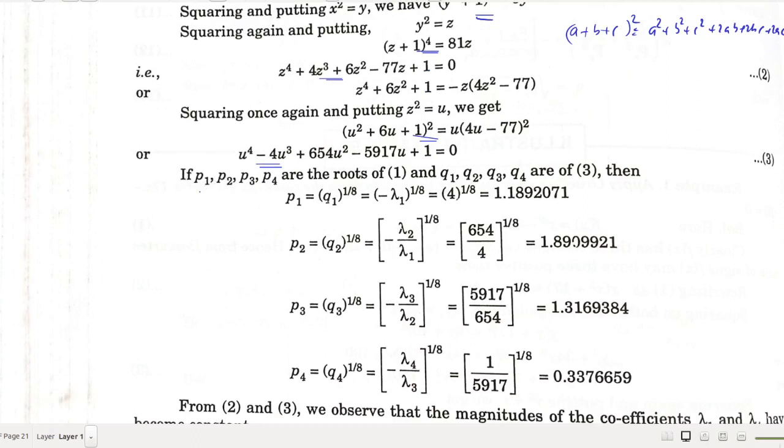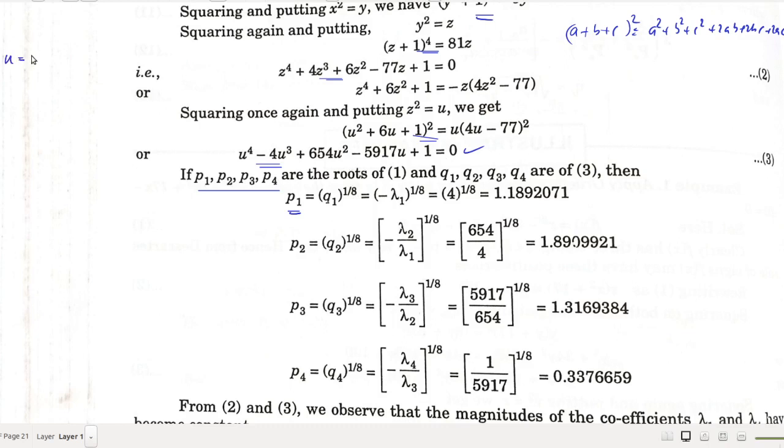Then we can list the solution of roots of this equation, the final equation p1, p2, p3, p4. If p1, p2, p3, p4 are the roots of the original equation, and q1, q2, q3, q4 are the roots of this equation. This is equation number 3. Now we can obtain p1 as q1 raised to 1 by 8. This is because of the connection between this u and x.